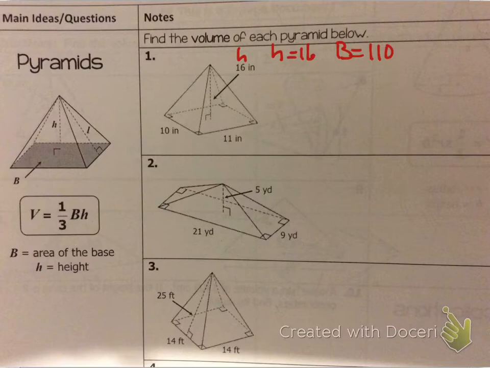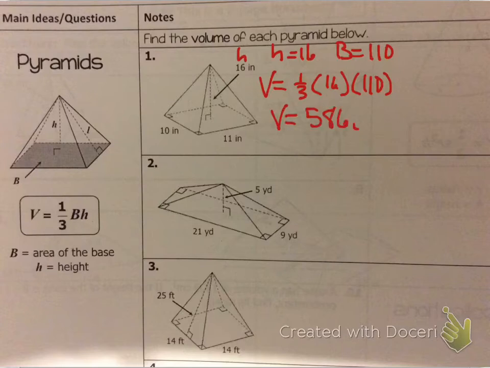So all I've got to do here is say the volume is equal to 1/3 times the 16 times the 110. If you switch those around, that's fine, because I apparently switched them around, since it should have been the area of the base first. Anyways, you should get a volume of 586.67 inches cubed. Now remember, volume is always in cubic whatever. Cubic inches, cubic whatever, and so on and so forth.